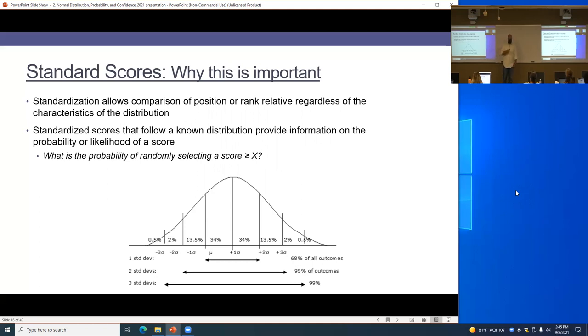Other nice thing, and the thing we utilize all the time with our inferential statistics: if I've got a standardized score on a known distribution, what I can do is use this to infer the likelihood or probability of identifying a certain score, or a certain score or higher, on some distribution. Okay. So here, if we're working with a normal curve, we can ask what the probability is of randomly selecting a score greater than or equal to something, right? If we've got a normal distribution, we know that we've got a mean of this and a standard deviation.